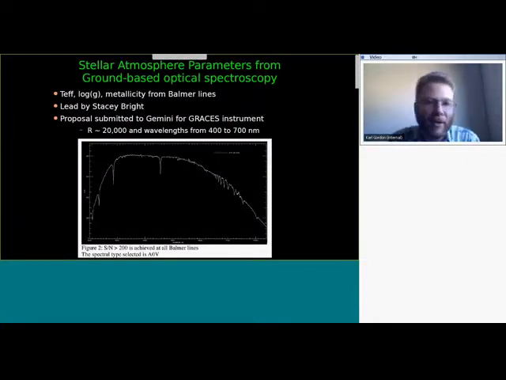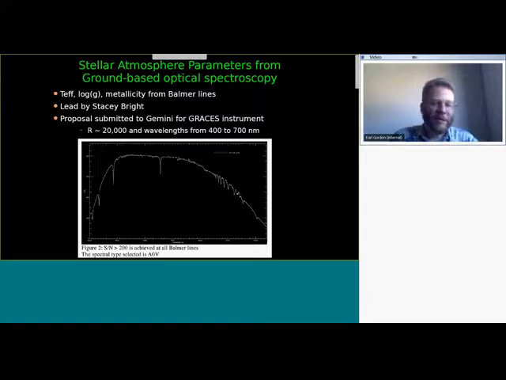All right. We're also doing some observations on the ground to get the stellar atmosphere parameters. This is getting resolution 20,000, from 4.7 microns, spectroscopy, and then you can fit lines, as I said earlier. There's a proposal in, led by Stacy Bright. It was submitted to Gemini for the GRACES instrument. We can get the time, and we'll do other proposals as well.